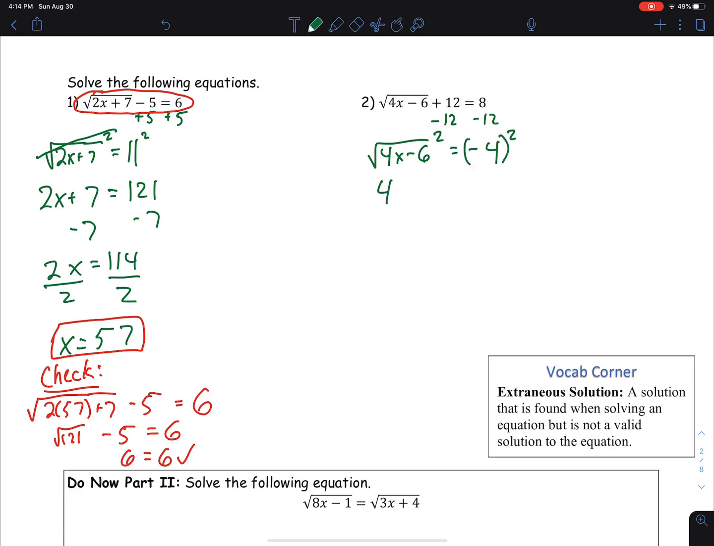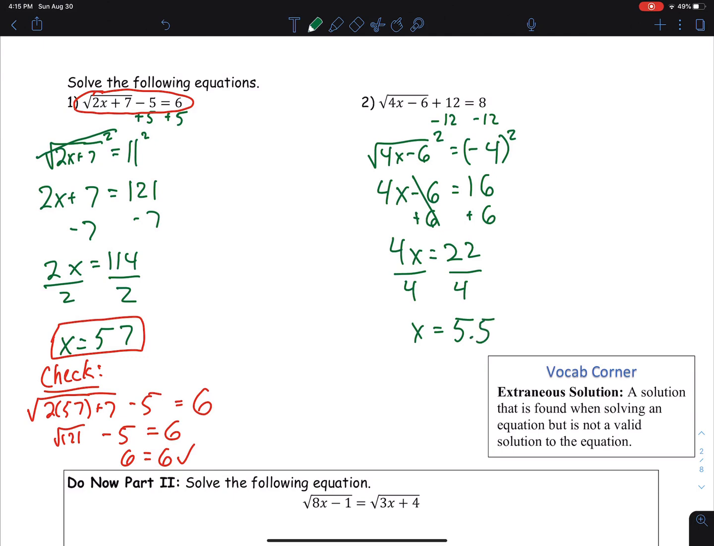So we have on the left 4x minus 6, and then negative 4 times negative 4, or negative 4 squared, is 16. Add 6 to both sides, and we have 4x is equal to 22. And last, divide by 4 on both sides, and you would get x is equal to 5.5.